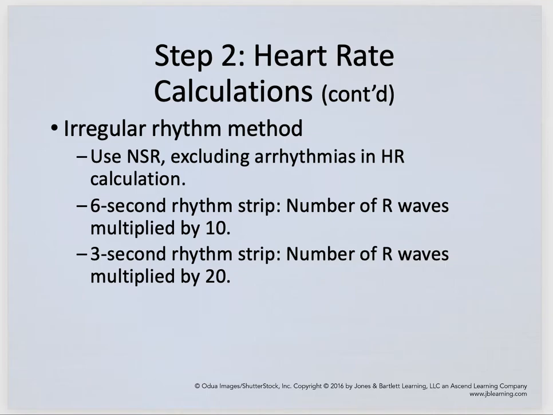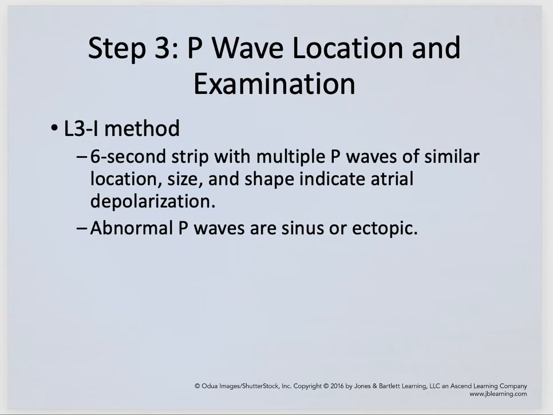Anyways, so the irregular method, again, is used for irregular rhythms. So step 2 is, what is the heart rate? Step 3 is we want to take a look at the P wave. So we want to look at how many P waves, what's the shape of the P wave, are the P waves irregular, do you have more than one P wave?